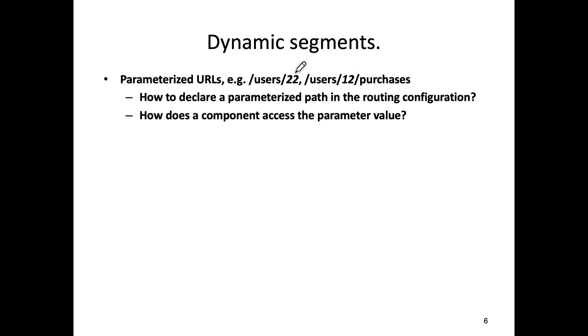And so our React components need to get access to the variable part somehow, and presumably do some sort of database lookup or web API invocation, which does a database lookup to get the relevant data. So the two questions are, how do we declare a parameterized path within our routing configuration? And number two, how do we actually make the parameter value available to our React components?